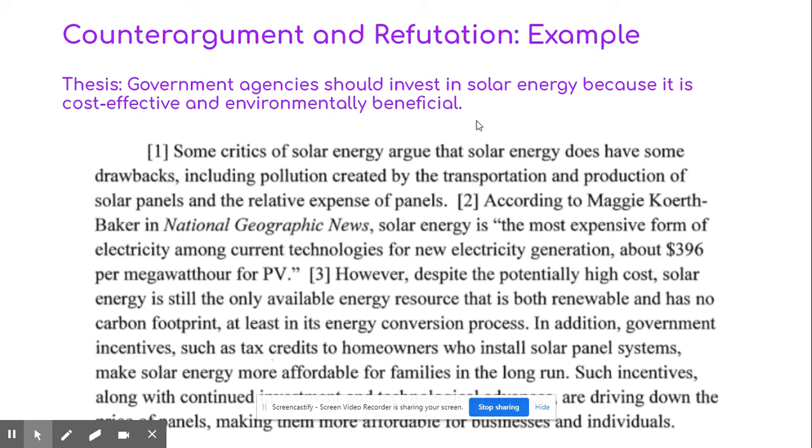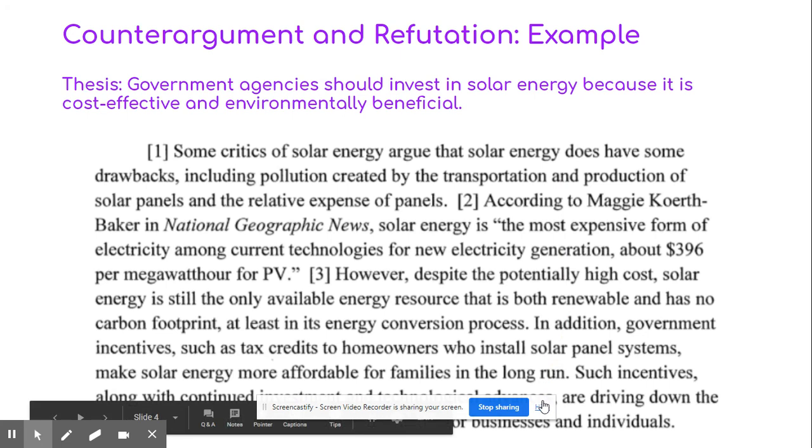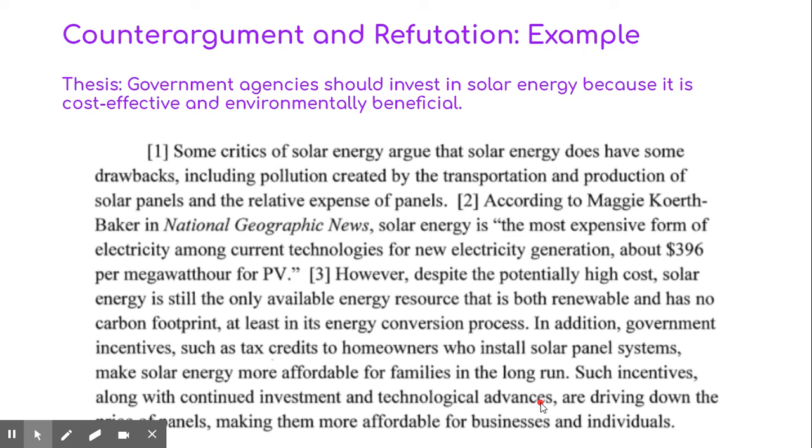However, despite the potentially high cost, solar energy is still the only available energy resource that is both renewable and has no carbon footprint, at least in its energy conversion process. In addition, government incentives, such as tax credits to homeowners who install solar panel systems, make solar energy more affordable for families in the long run. Such incentives, along with continued investment in technological advances, are driving down the cost of panels, making them more affordable for businesses and individuals. So we don't really have to understand the topic completely in order to identify the counterargument and refutation.